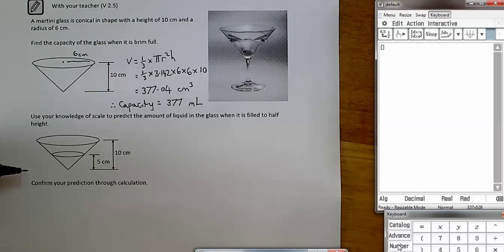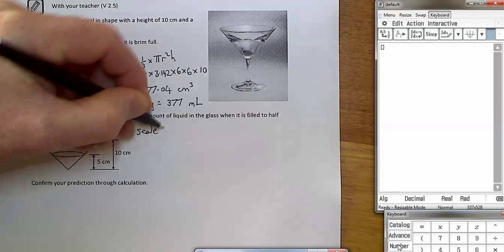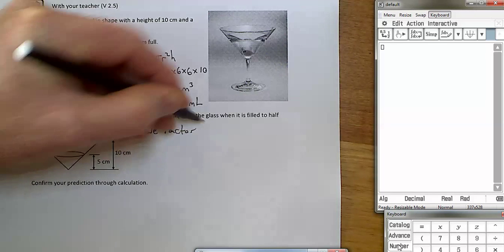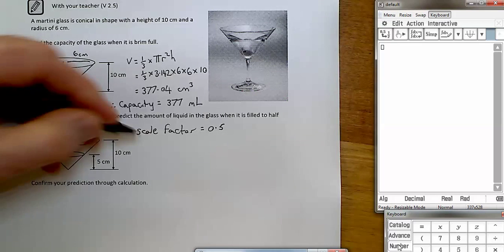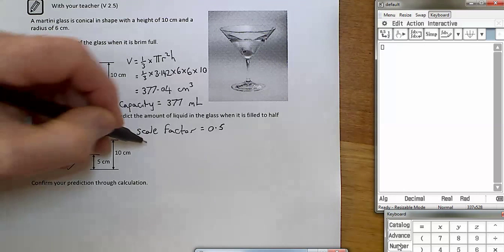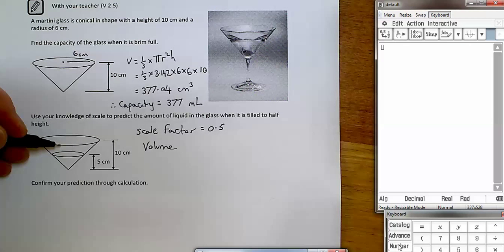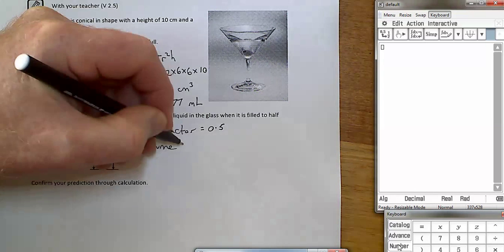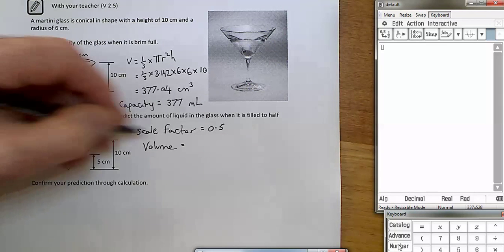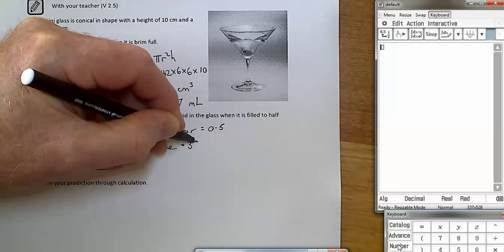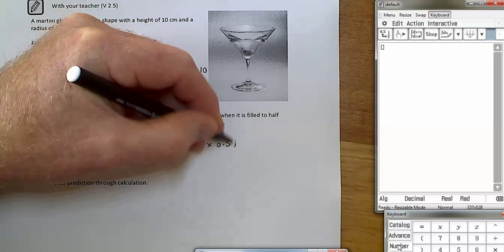Now we're asked to use our knowledge of scale here. So the scale factor involved is a half, or we could write it as 0.5. Now that means when we talk about its volume, the volume of the small one isn't going to be half the volume of the big one. The volume of the small one is going to be multiplied by the scale factor cubed. So its old volume, 377, times 0.5 cubed.